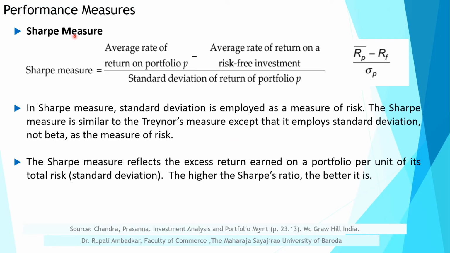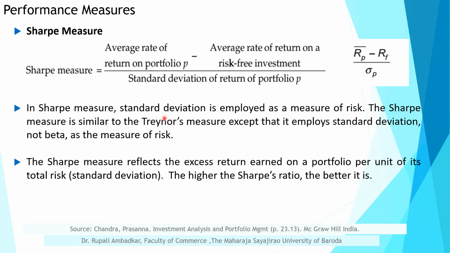So what is the Sharpe measure? The Sharpe measure is the difference between the average rate of return on portfolio P and the average rate of return on a risk-free investment, divided by the standard deviation of return of portfolio P. The numerator is similar to the Treynor's ratio. So then what is the difference between the Sharpe measure and the Treynor's measure?